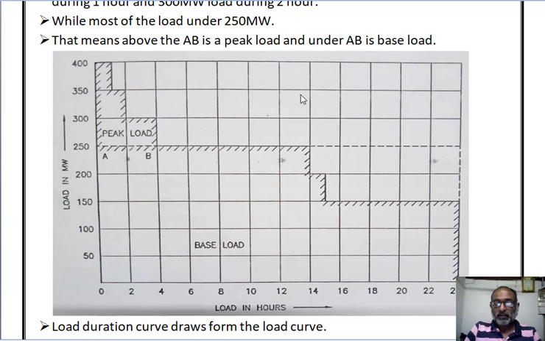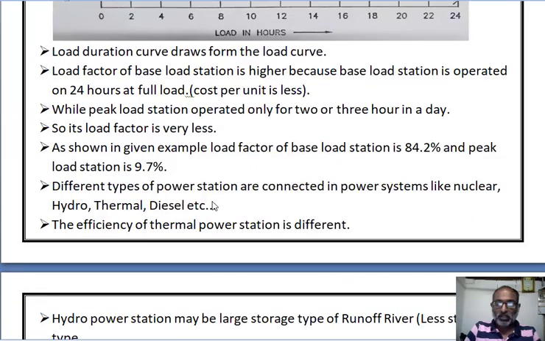While the peak load station is operated only 2 or 3 hours in a day, so its load factor is very low. So here you can see the load factor of the base load station is 84.2%, while the load factor of the peak load station is only 9.7%.